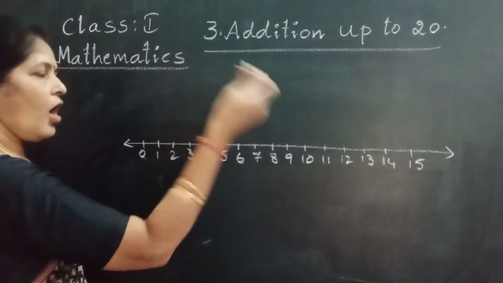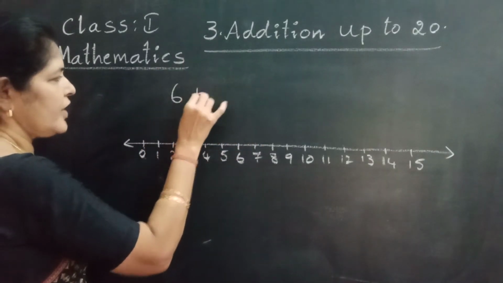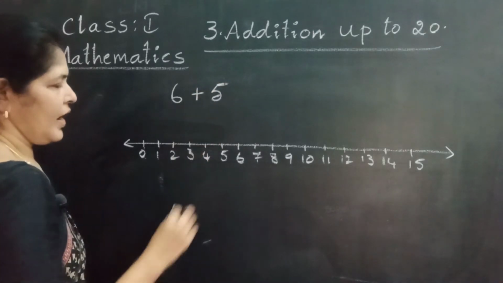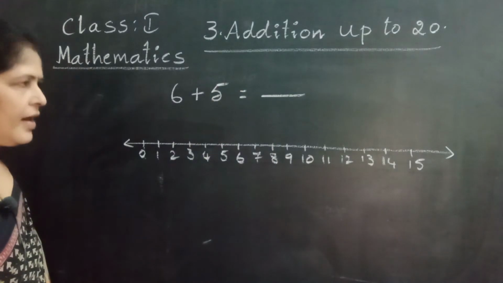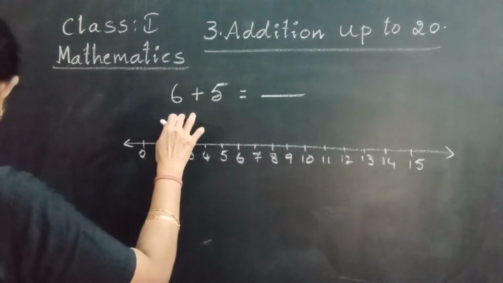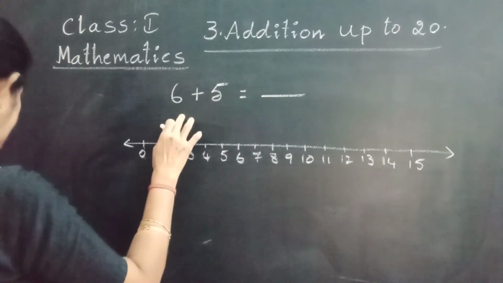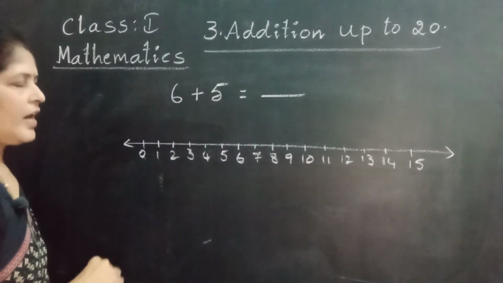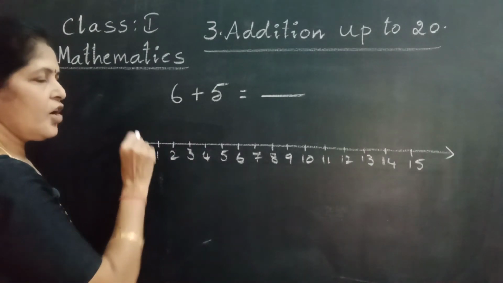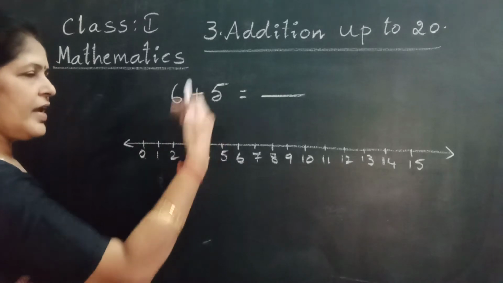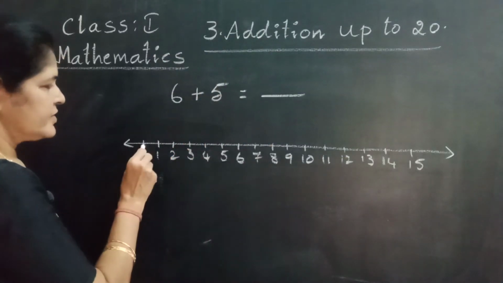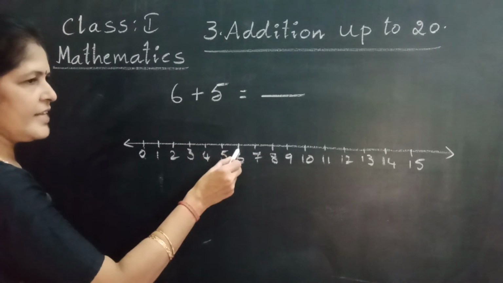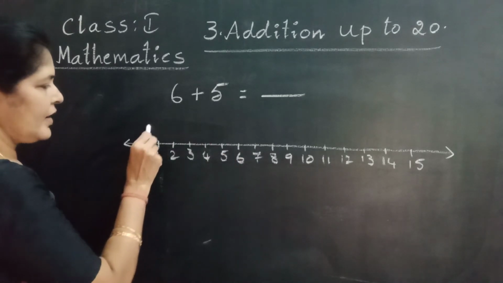Now the given addition is 6 and 5. Show the addition on the number line. 6 plus 5 on the number line. What is the first number? 6. Now we are going to move from 0 to 6. That means we move to the right side, from 0 to 6. Here is 6. Draw a line like this.